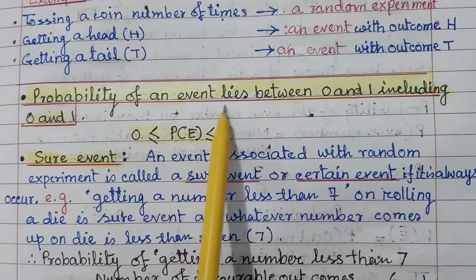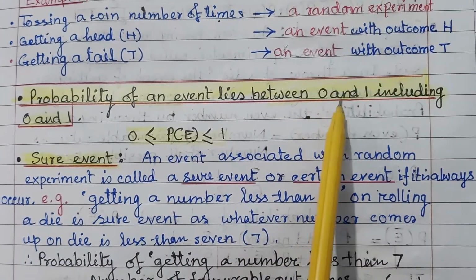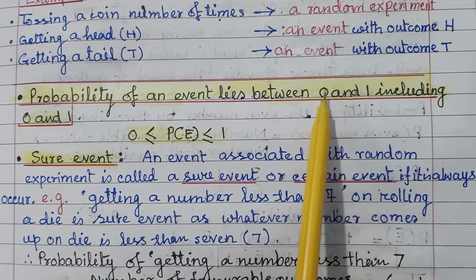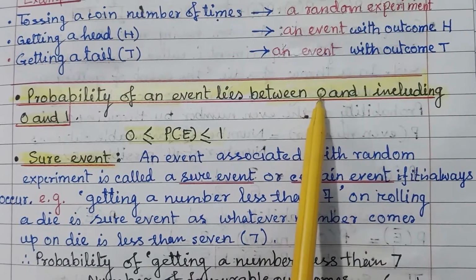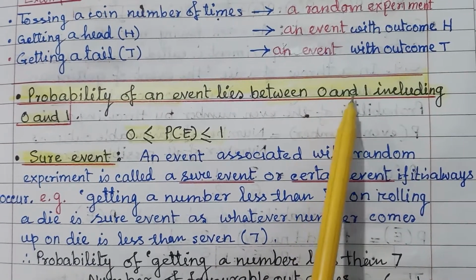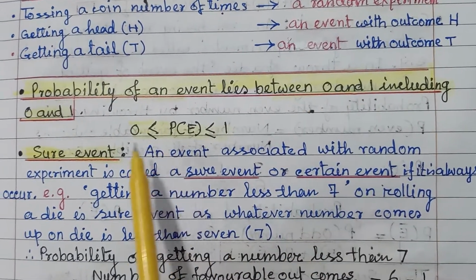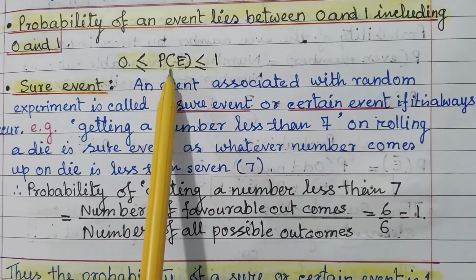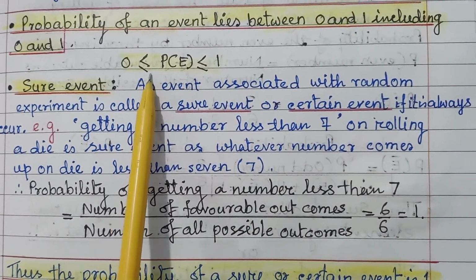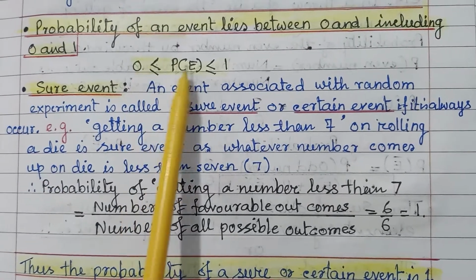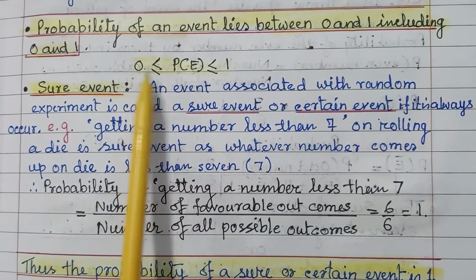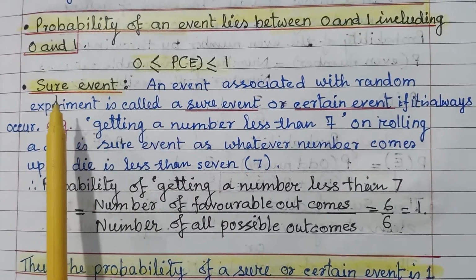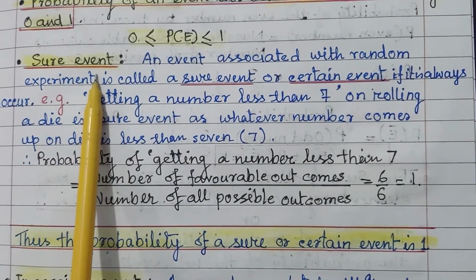The probability of an event lies between 0 and 1. All the numbers must be between 0 and 1, including 0 and 1. That means the probability of any event is in between 0 and 1, or equal to 0 or equal to 1.